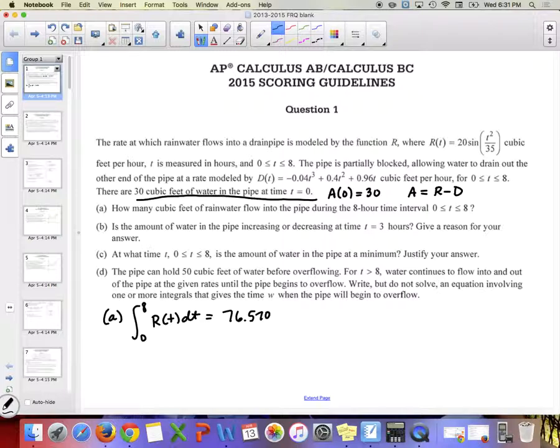What the units are is just in gallons, or not gallons, what am I talking about? Cubic feet. It would make sense that it's gallons if it's water, but that's okay.